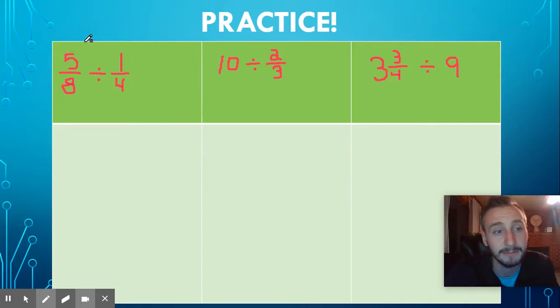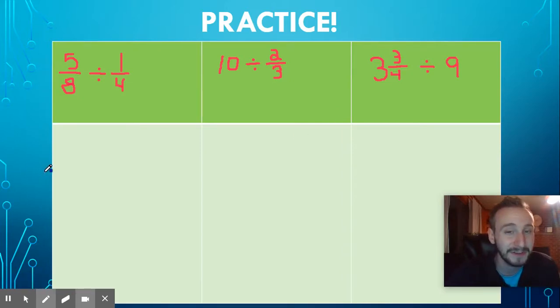So remember, keep, change, flip. 10 divided by 2/3. And remember, this 10, you want to add a 1 underneath of it. 3 3/4 divided by 9. Remember, you're going to want to make this an improper fraction. Keep, change, flip. Okay, so pause the video, try these 3 problems out, and then we'll begin.